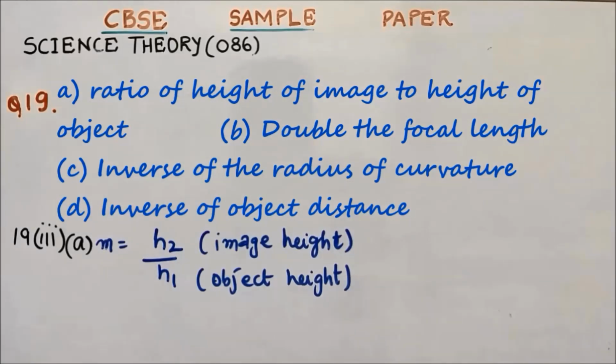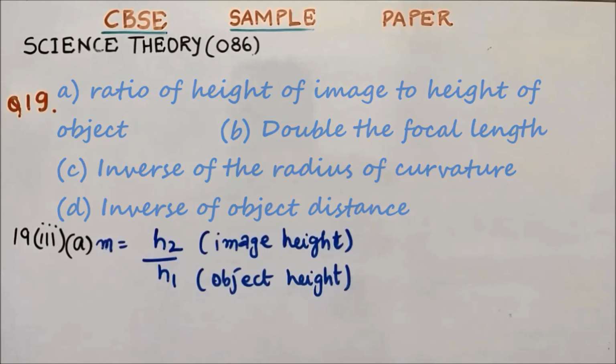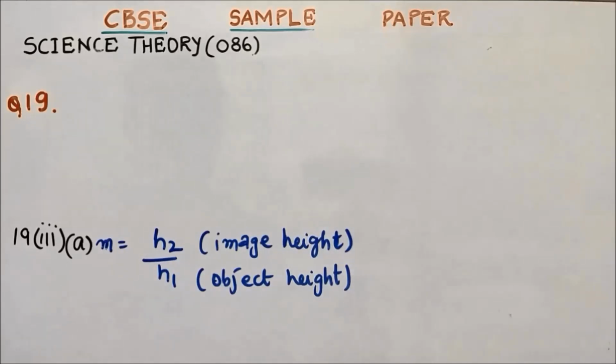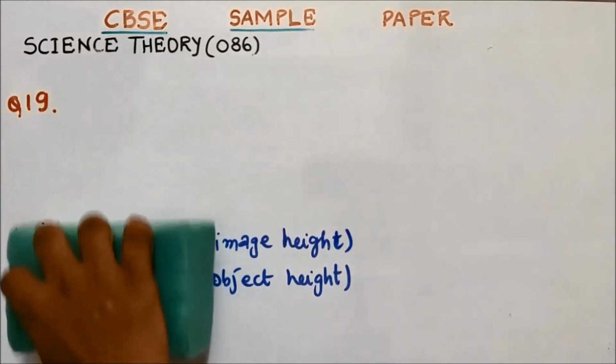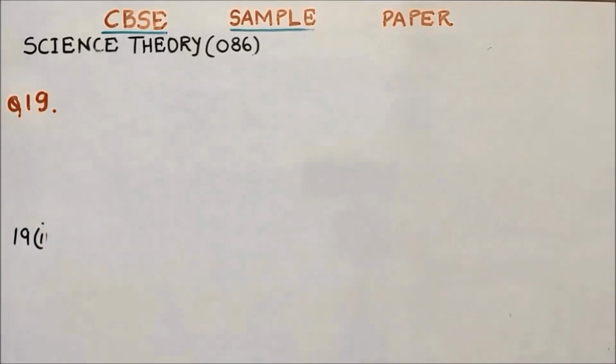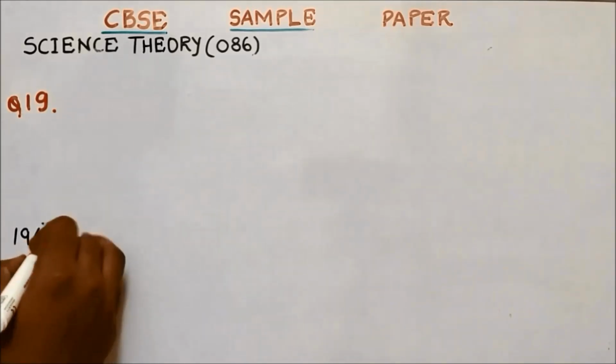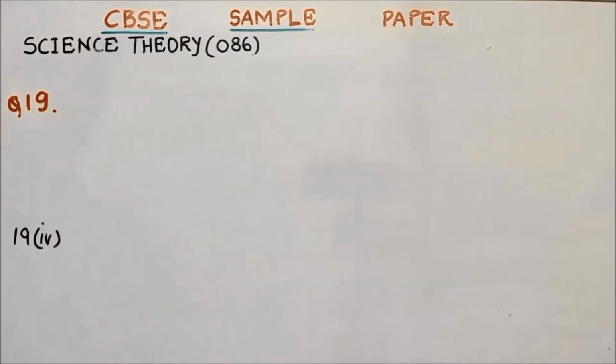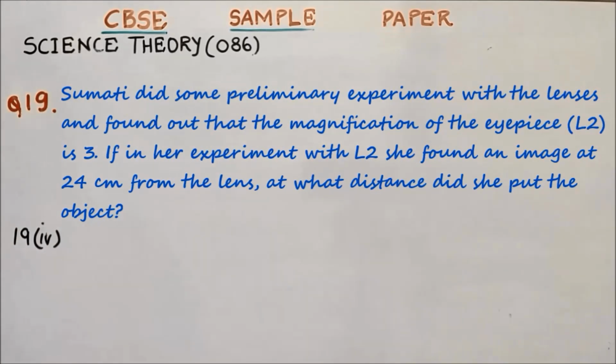B, double the focal length. We can't say that. Inverse of the radius of curvature? No. Inverse of the object distance? No, never. So let's see the fourth question. Question number 4, fourth of the same paragraph. So there will be 5 questions and you need to answer any 4. Whichever best 4 you know, please answer those 4.